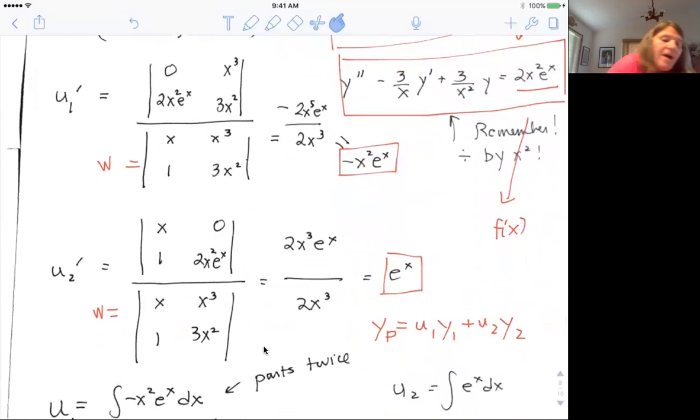What gives me u2 prime? Same Wronskian in the bottom. Leave the first column the same, and in the second column put this. Okay, that's this variation of parameters is the homework you had due today.